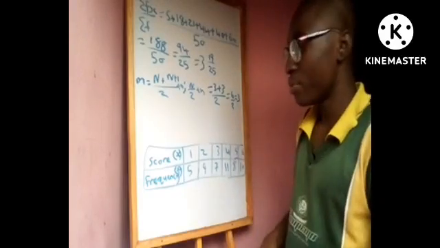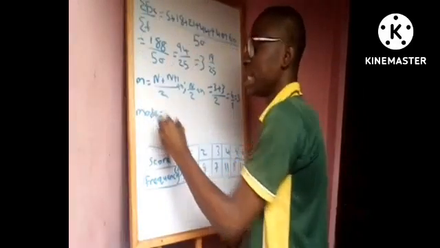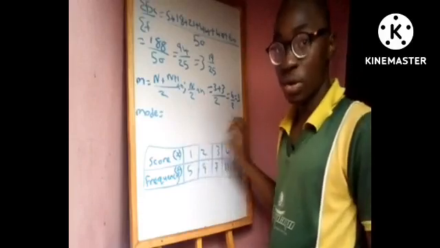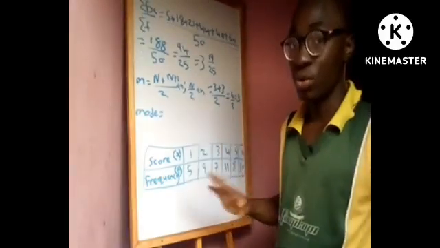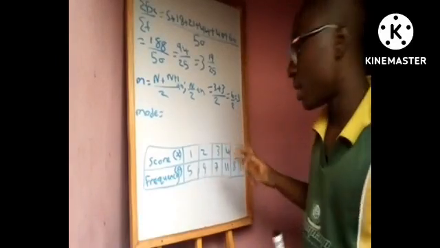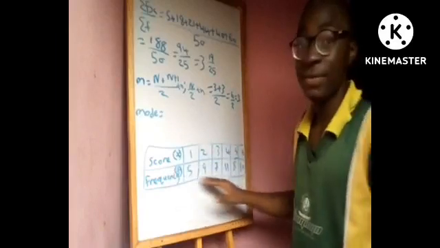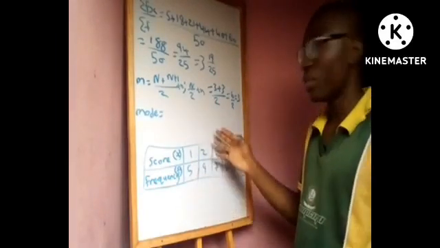So that's the median. Then lastly, we have the mode. Your mode is simply that group, class, data or score, whatever it is, that occurs the most number of times. In simple English, it is just the score that has the highest frequency. This score has a frequency of 5, so it can't be the mode.